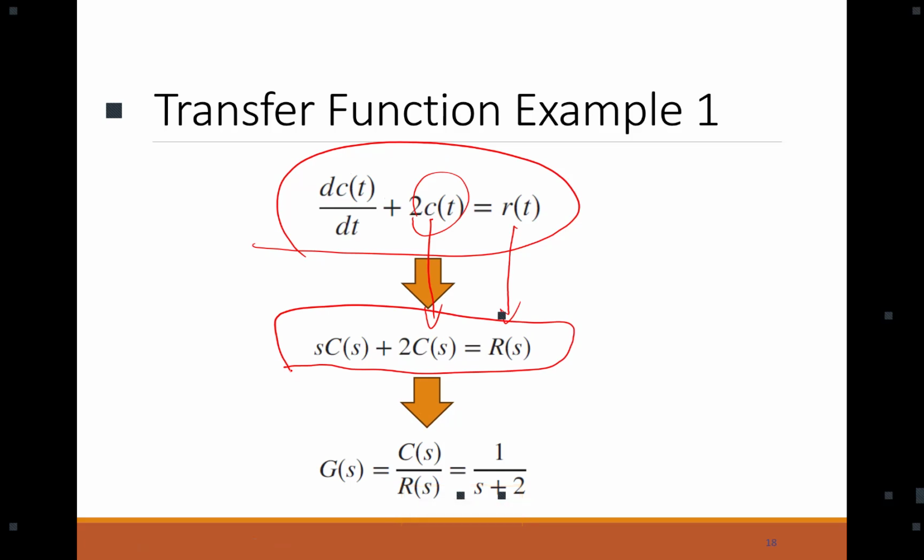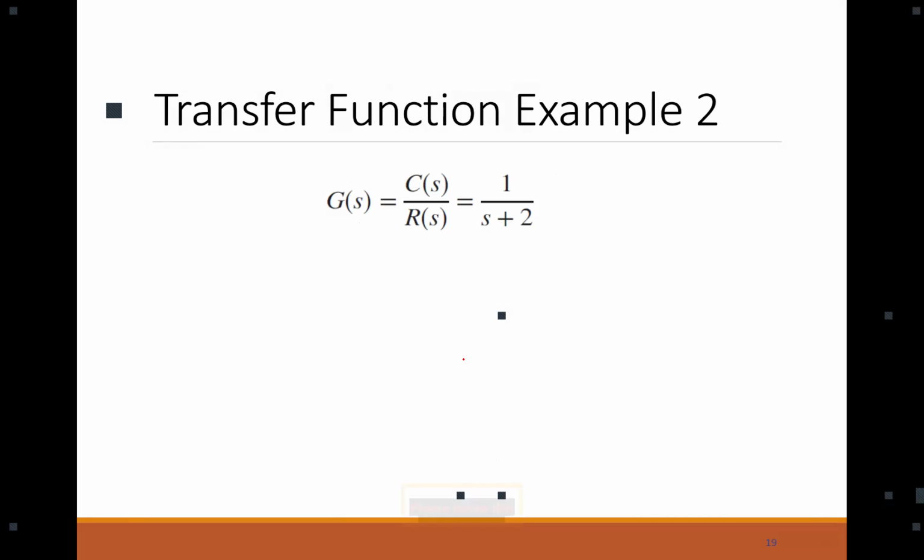Now, since we have the algebraic equation in the S domain that defines the relation between the output and input, we can find the transfer function, which is the output over input, and simply is going to be 1 over S plus 2. This is just an algebraic derivation. It's very simple. Is that clear?